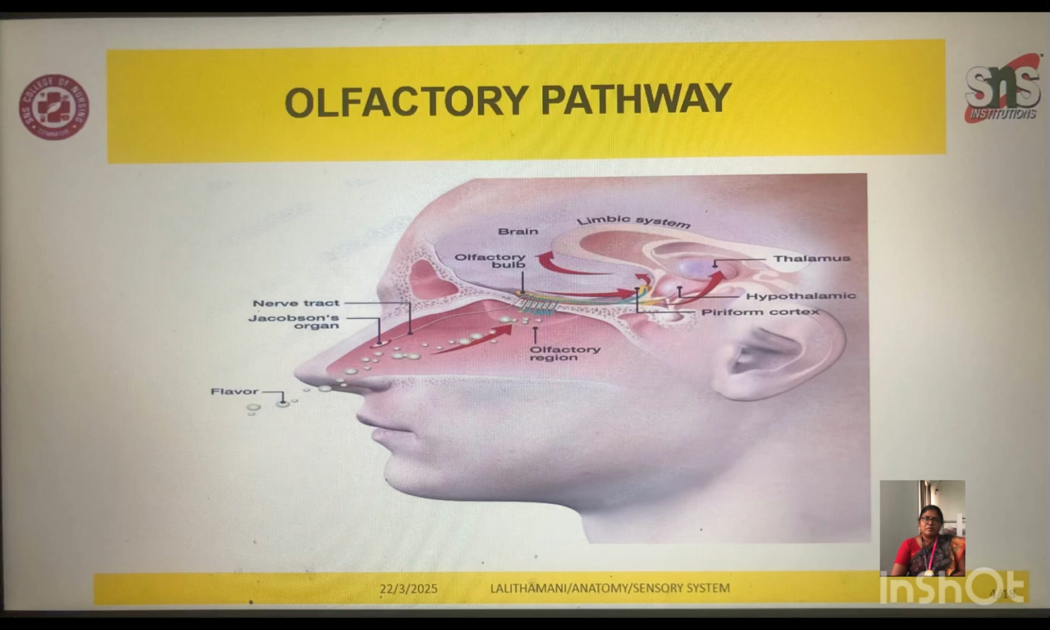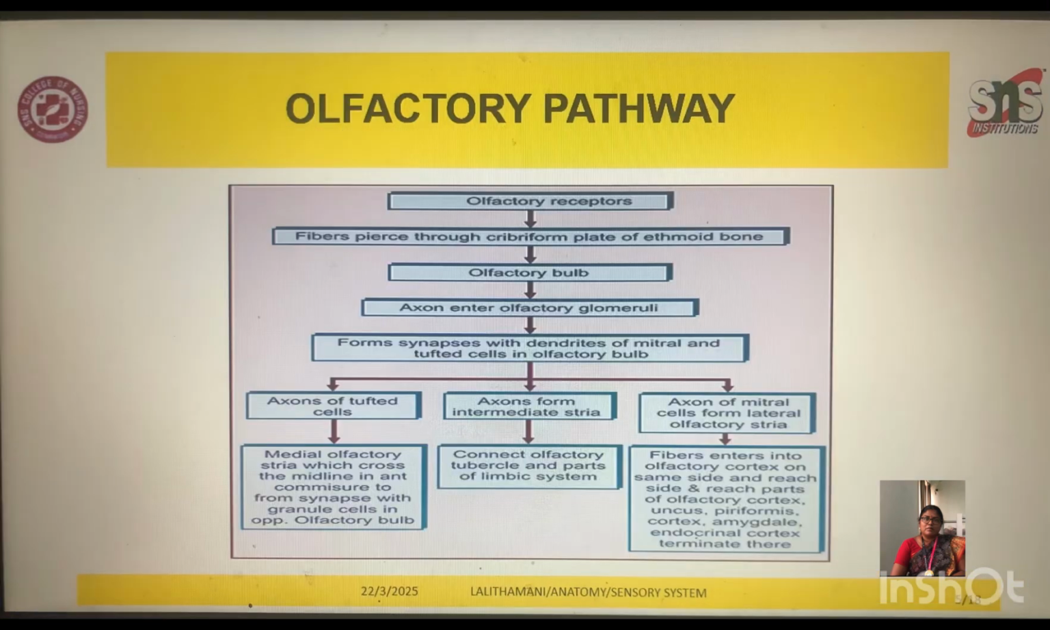There the axons enter the olfactory glomeruli and form synapses with dendrites of mitral and tufted cells in the olfactory bulb. So the flavors enter through the nose, and then the Jacobson's organ gets stimulated. The nerve tract enters through the cribriform plate of the ethmoid bone and approaches the olfactory bulb. After the olfactory bulb receives the impulses, it forms synapses. Now we will continue with the olfactory pathway.